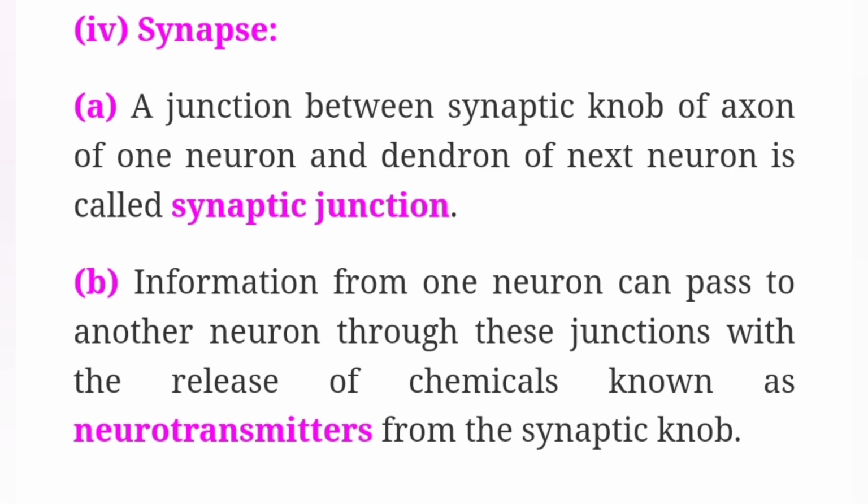Then fourth point, synapse. Option A, a junction between the synaptic knob of the axon of one neuron and the dendrite of the next neuron is called a synaptic junction. Then option B, information from one neuron can pass to another neuron through these junctions with the release of chemicals known as neurotransmitters from the synaptic knob.